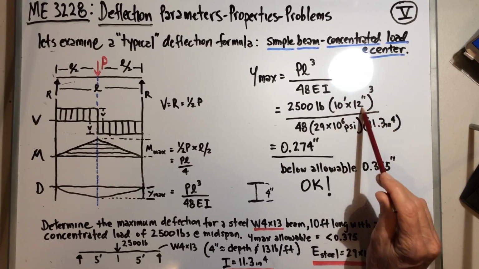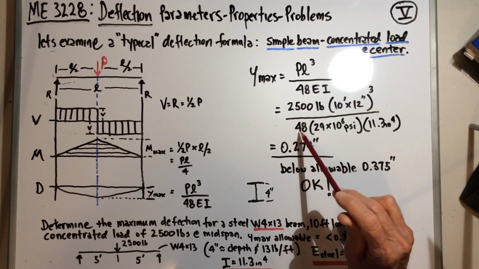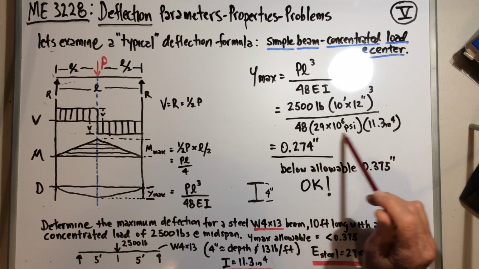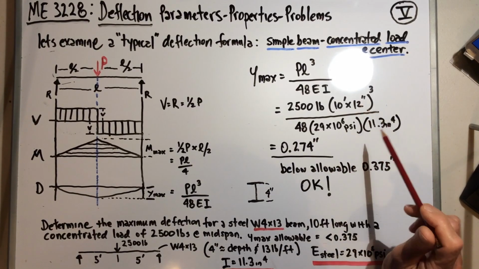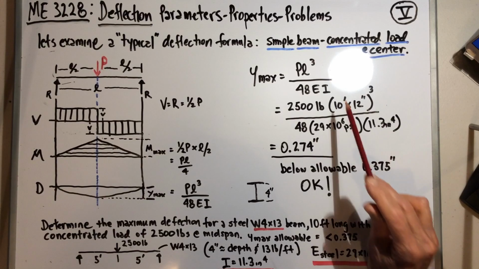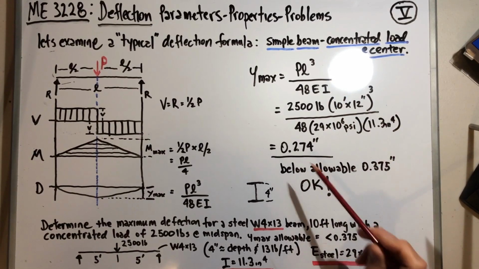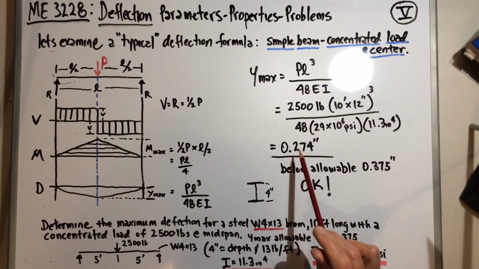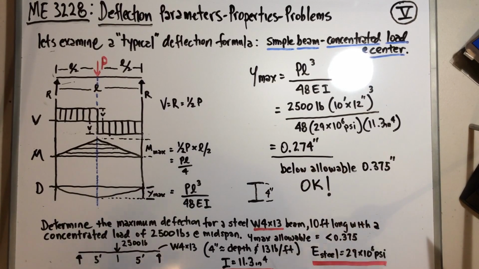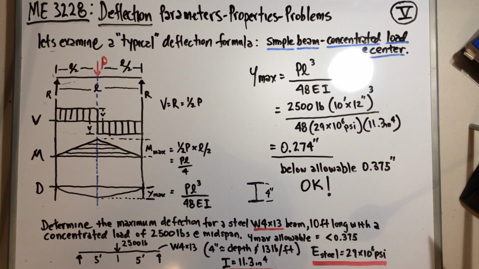And so this would be 10 feet times 12 inches, cubed, over 48, which is just a constant here, times E, which is 29 times 10 to the 6 pounds per square inch. Here we get inches to inches. And then times the I, which is 11.3 inches to the fourth. Once you do all the arithmetic, it breaks down to 0.274, or 274 thousandths of an inch, which is just a little bit over 1/4 of an inch at 250 thousandths.